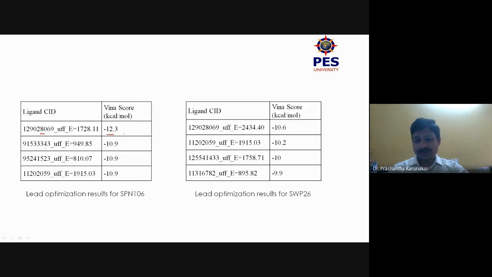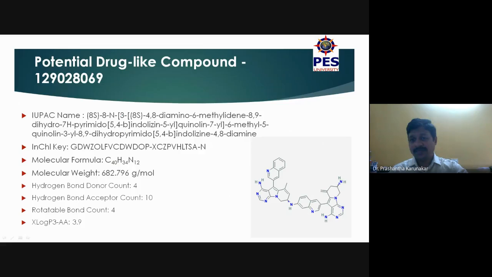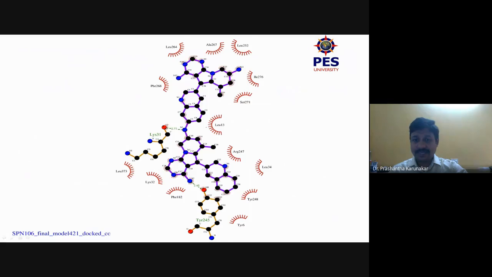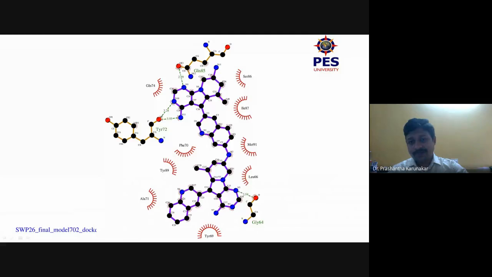Then these top identified lead molecules, we took into the dynamic simulation. This is the structure that we identified. Then we looked into the ligplot to see how is the interaction between the protein and ligand. So we generated the ligplot. We observed that the ligand forms 2 hydrogen bonds, one with the lysine 31, one with the tyrosine 245. Same with the SWP26. Okay, there are 1, 2, 3, 4 hydrogen bonds, glycine 64, tyrosine 77, 72, split hydrogen bonds, then the 85 position.